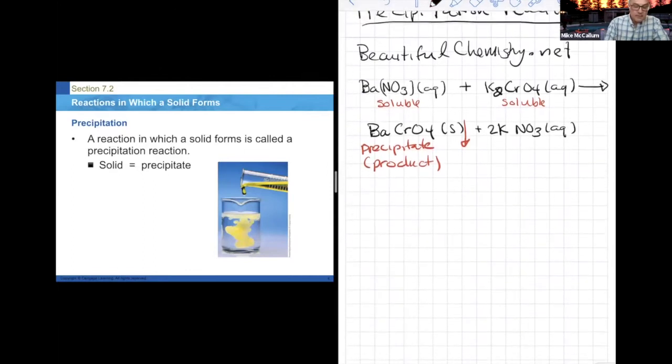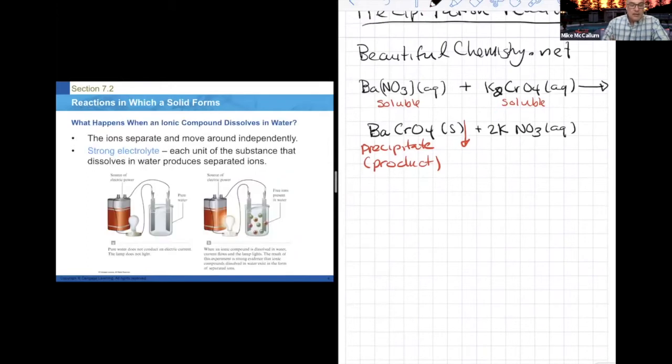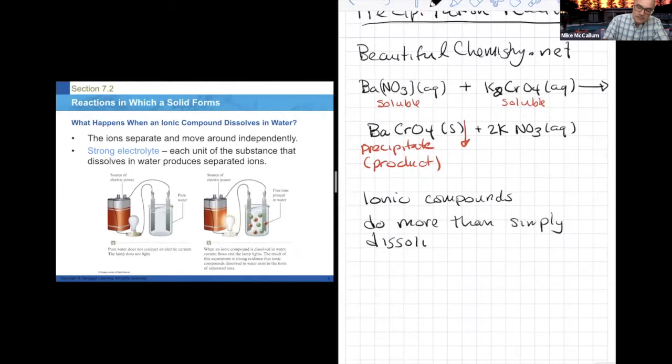All right, so we have to think a little bit about what happens when we have an ionic compound that is soluble or dissolves in solution. So ionic compounds do more than simply dissolve in water.